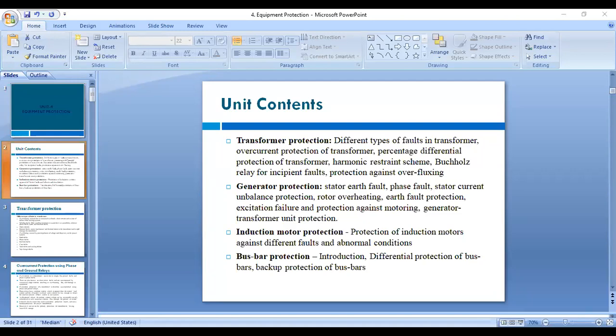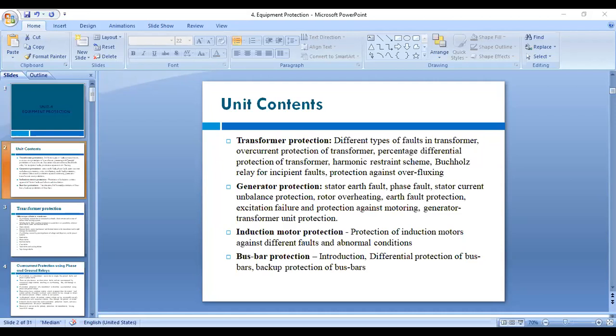Then overfluxing we have seen in detail. Then earth faults means simply the line to ground faults or double line to ground faults. Then phase faults, interturn faults, core faults. Core means if the transformer core sometimes gets deteriorated, or if there is any problem in the transformer core, that is also causing the fault. Then tank faults and cooling failure, then tap changer faults. If tap changing transformers we are using, at that time such faults are occurring.